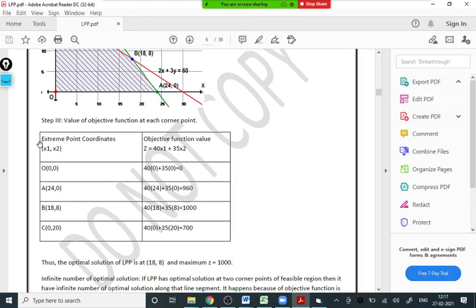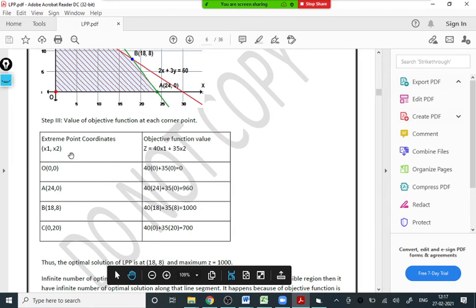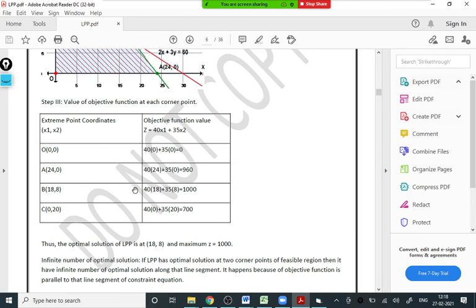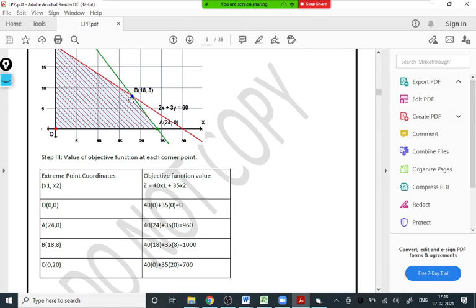So calculate the value of z at these 4 corner points, and we observe that z is a maximum at the point B. This is 1000. That is a unique solution. And why did this happen? Because the slope of the objective function is not equal to the slope of any constraint. So you got a unique solution there. You don't have to write in the exam what the slope of the objective function or the slope of the constraint is.